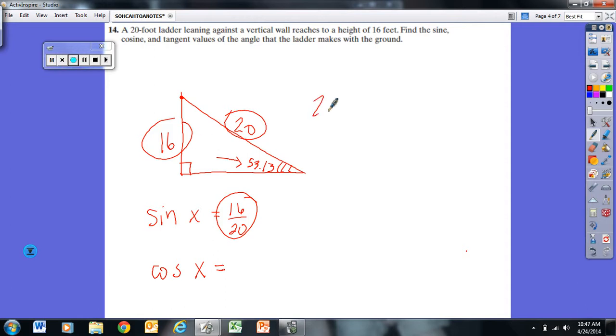So 20 squared equals 16 squared plus x squared. So 400 minus that. This is a 3, 4, 5. I know that x is going to come out to be 12. 3 times 4, sorry.